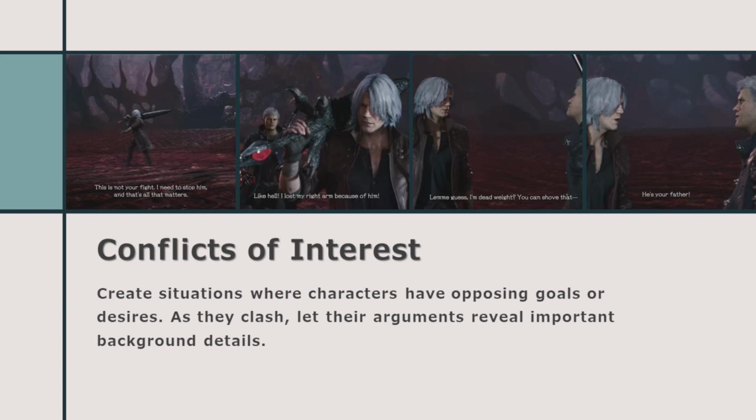1. Use conflicts of interest. Create situations where characters have opposing goals or desires. As they clash, let the arguments reveal important background details.